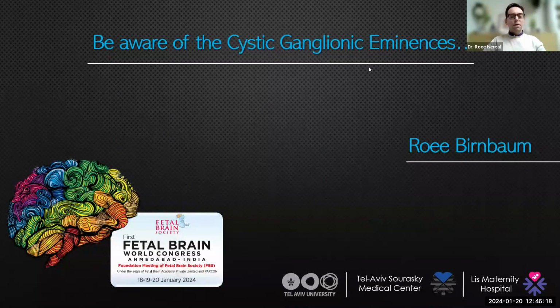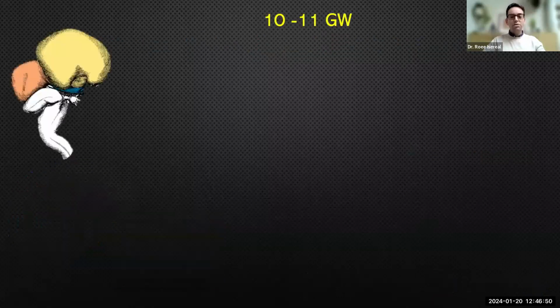Good morning, everyone. In the final talk regarding cystic lesions, I will try to focus on an entity that has only recently, in the last few years, come to our attention as clinicians. I think this should be highlighted, regarding the ganglionic eminences, because this term has been mentioned in some of the previous talks, but I'm not sure all of us are aware exactly what the ganglionic eminences are and how important these structures are.